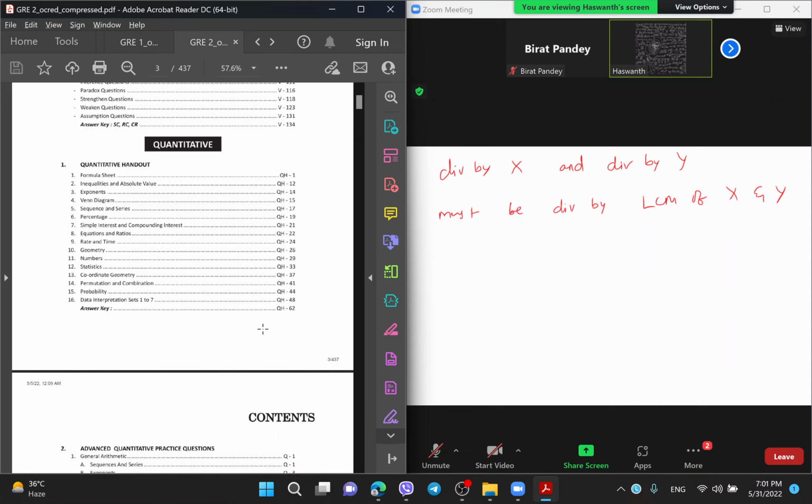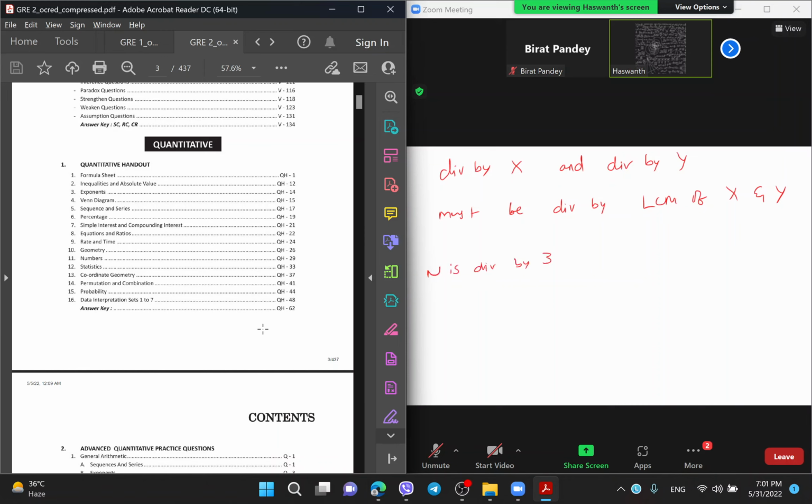For example, take 12. 12 is divisible by 4. 12 is divisible by 6. Is it divisible by the product of 4 and 6? So if a number is divisible by x and divisible by y, it must be divisible by the LCM of x and y. For example, let's say there is a number n. He said n is divisible by 3.